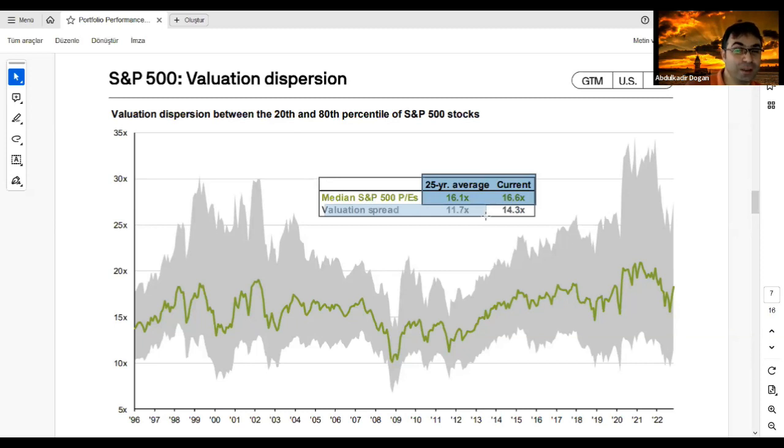11 and 14. So if this valuation spread is converging around my S&P 500 price earning ratio, this means that I'm in a good position in that company, in the sector or in the index. But if this valuation dispersion is like a confidence interval opening its gap as a dispersion analysis, at the end of the period I will get a huge loss if I take a position in this index.